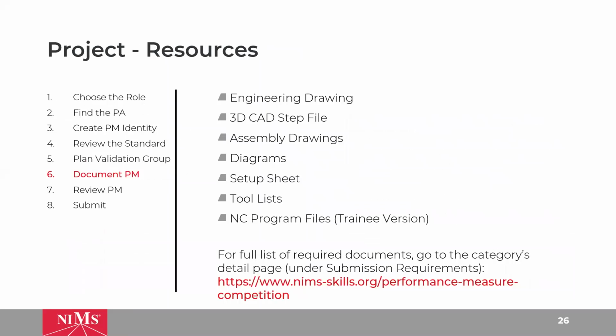These are some of the resource examples for projects. You will see the full list of the required documents when you click this link over here. But some of those resources are engineering drawing, a 3D CAD step file, assembly drawing, diagram, setup sheet, tool list, and NC program. But this is for the trainee version. So that is for the project.